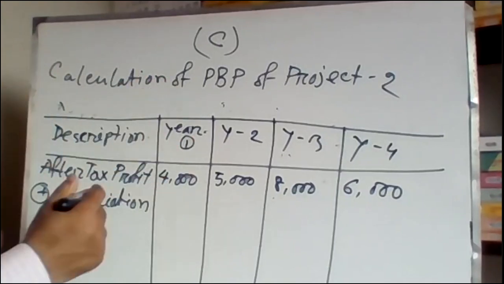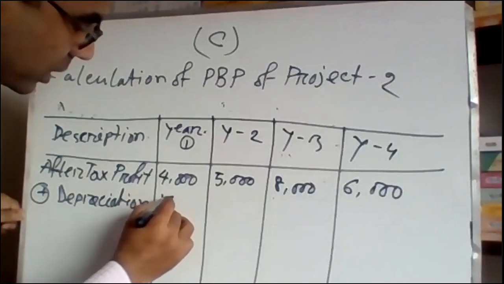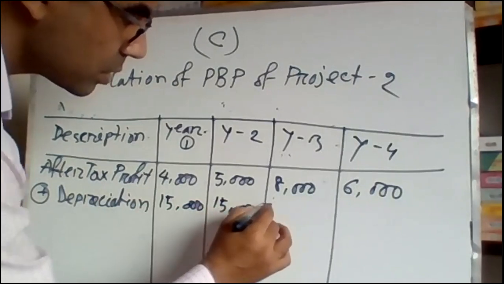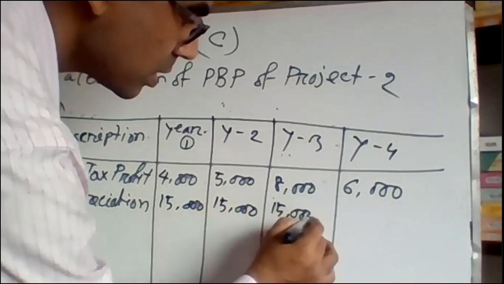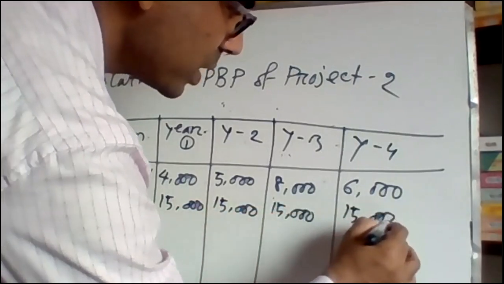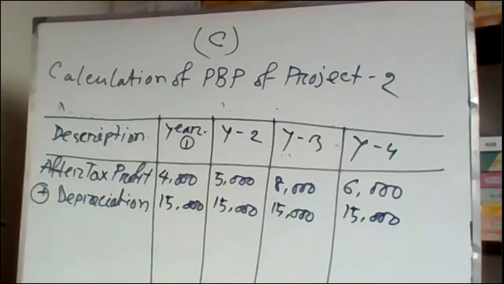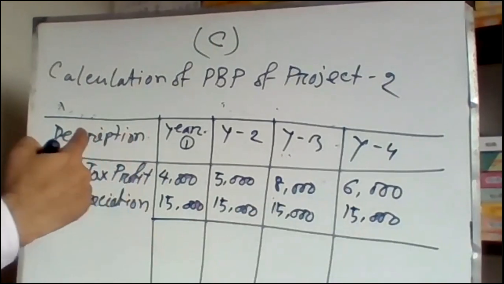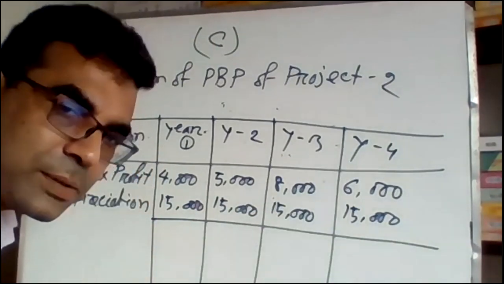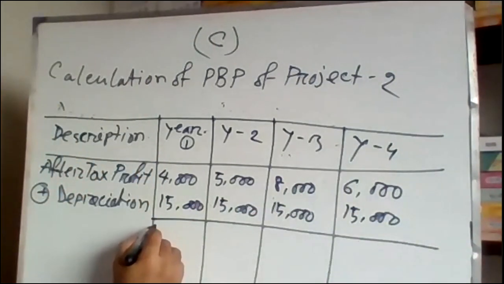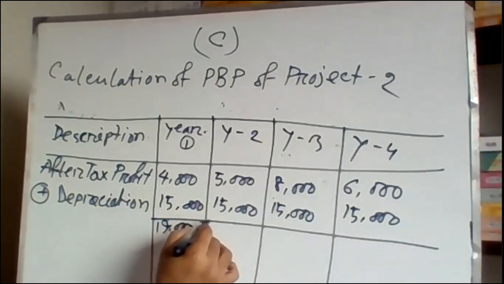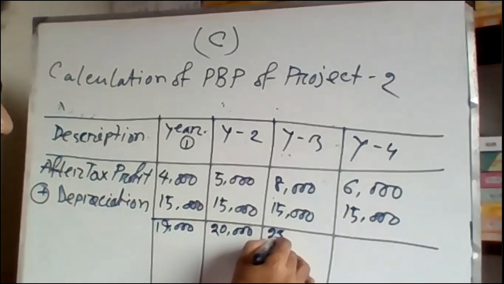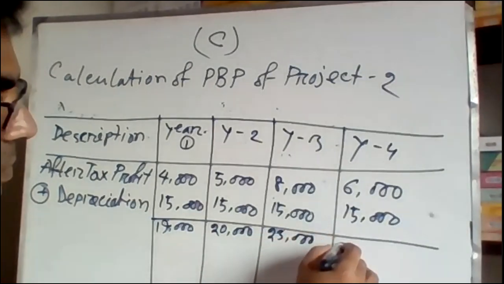Okay, depreciation we got is how much? 15,000, right? With each one like this, we have to add 15,000 with after tax cash flow. Then the figures will be here 19,000, 20,000, 23,000. Is it visible now?